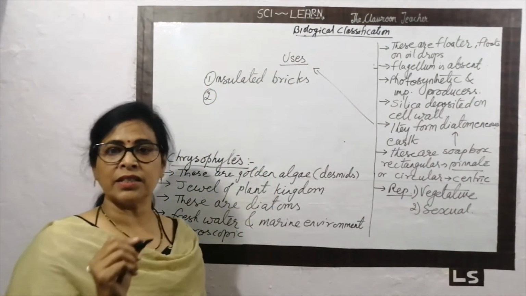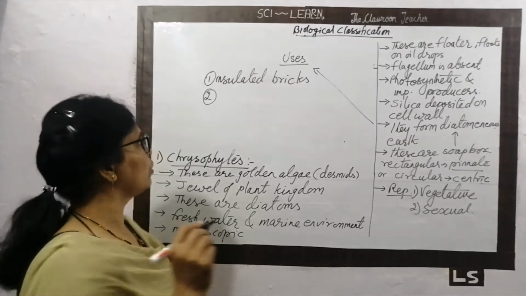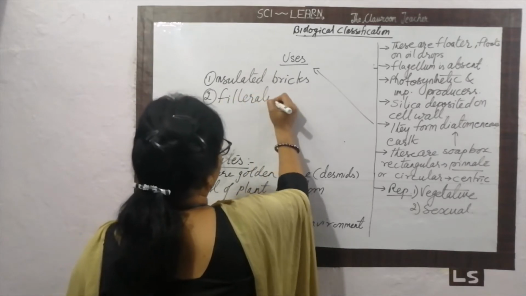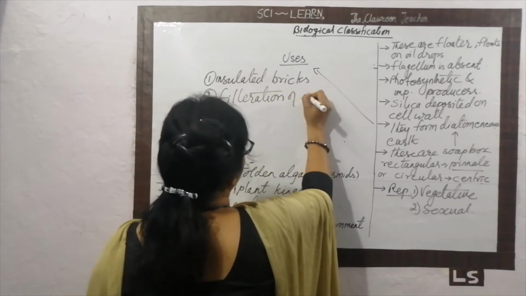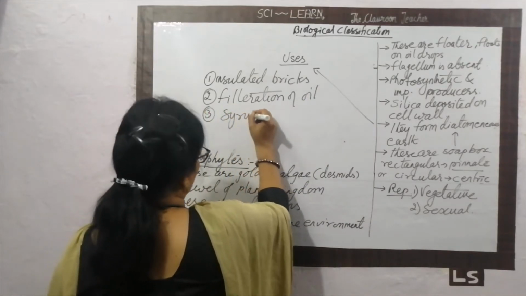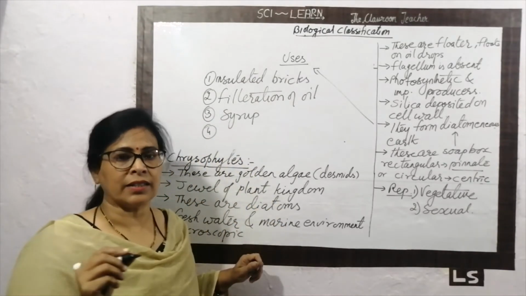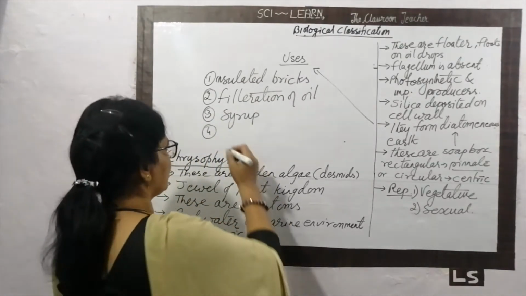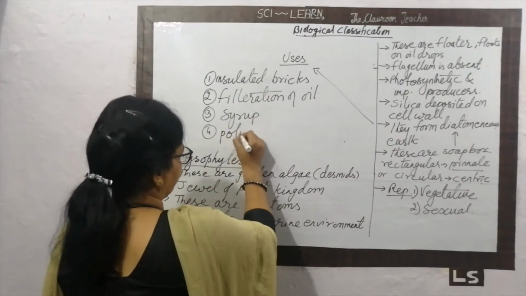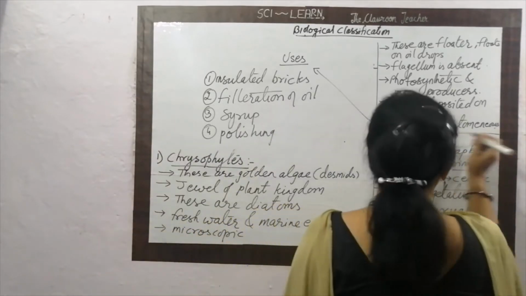These are also important. Diatomaceous earth is used in the filtration of oil. It is also used in syrup. One more use of diatomaceous earth is polishing the surface. So these are the various uses of diatomaceous earth.